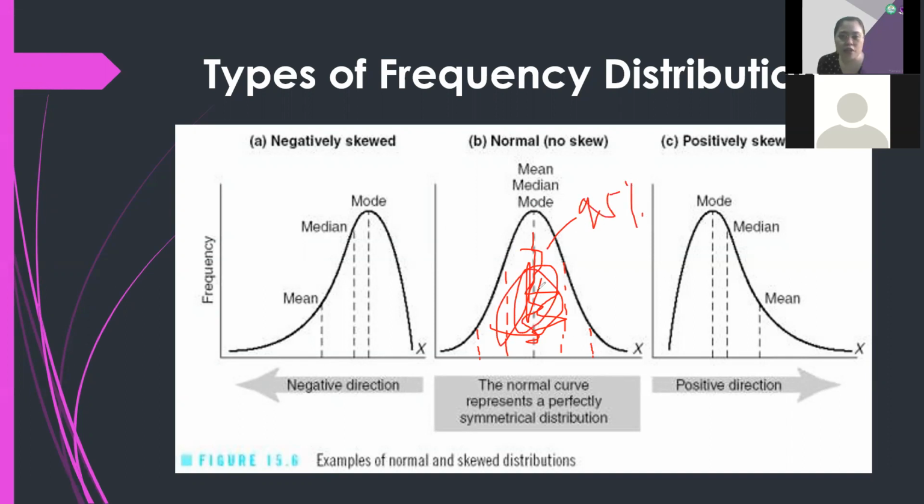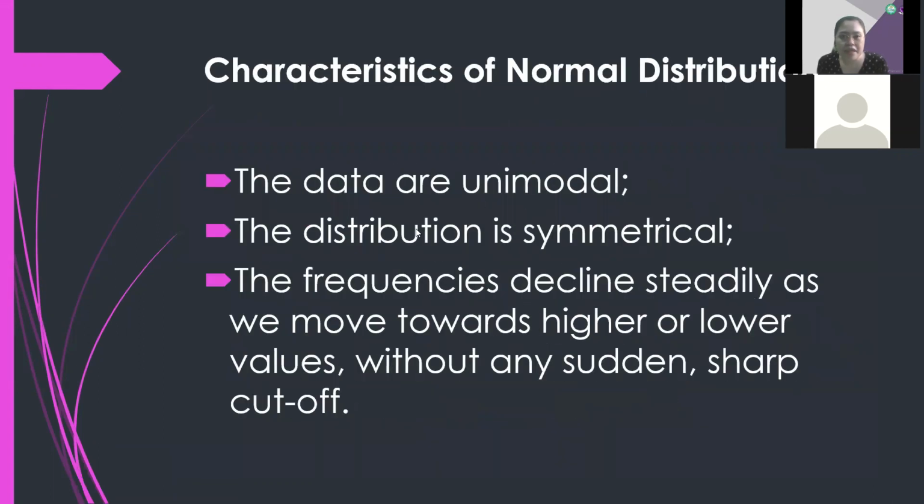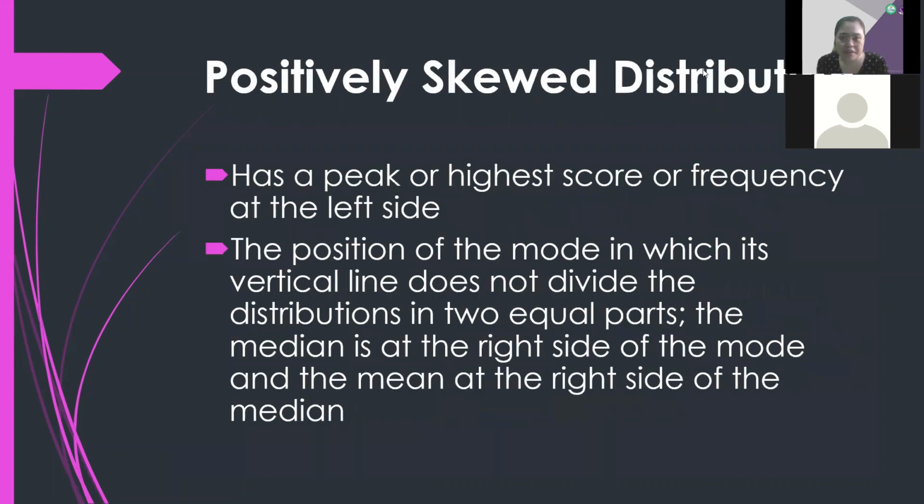Meaning yung mga scores na nakuha nila is nakapasok talaga siya sa graph. And then itong part na ito dito, the remaining 5% are just outliers, but nevertheless, you still have a normal distribution of data here. Okay? So yan yung ibig sabihin ng normal distribution.